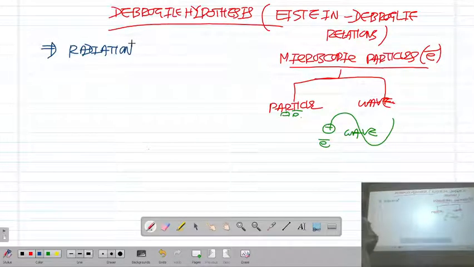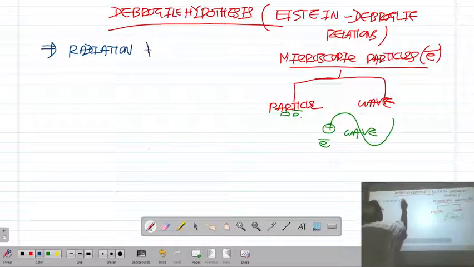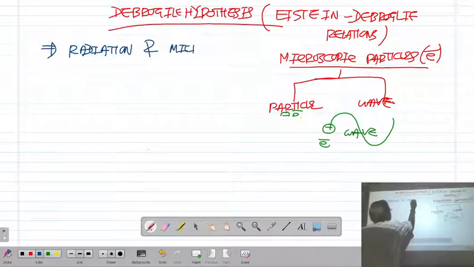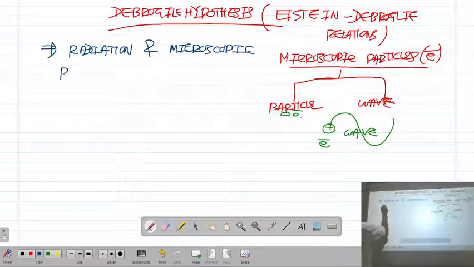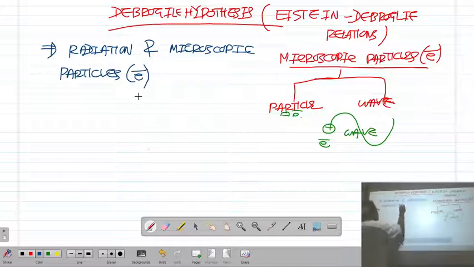Radiation and microscopic particles like the electron exhibit dual nature.